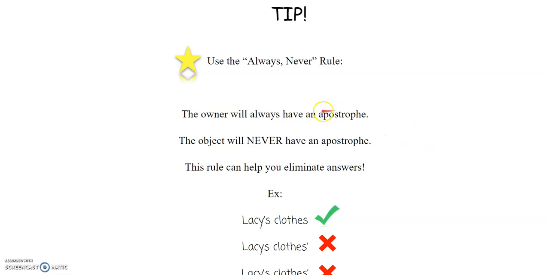There is the always-never rule, something that can be really helpful when you're going through apostrophe questions. The owner will always have an apostrophe. The object will never have an apostrophe. If you can remember that, you're fine.